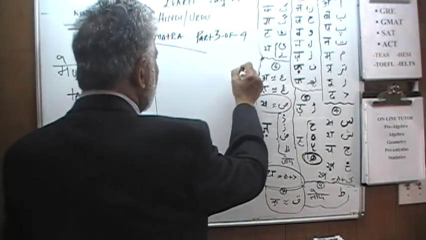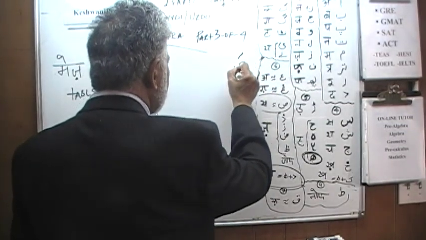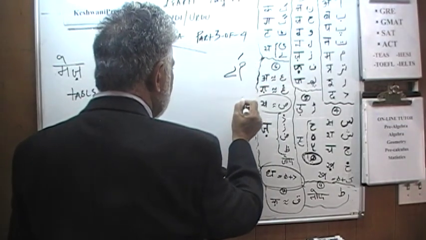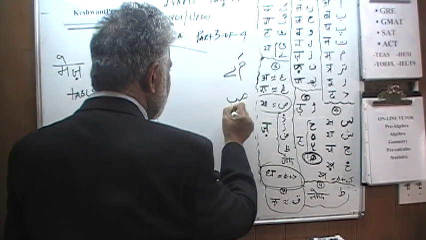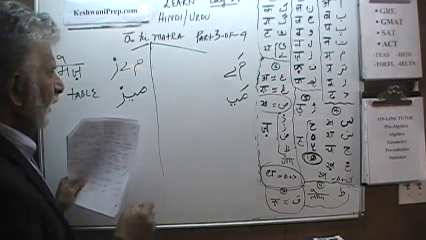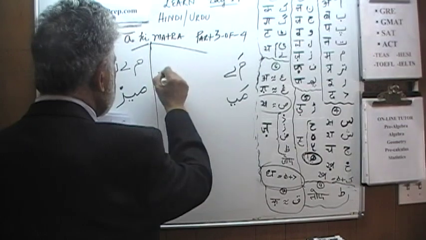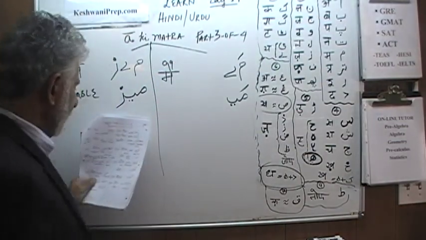So here we go. So here we have a meme with a zabar on it and a badi hai, that's going to make it a me. Meme, ye, badi hai, me. And that's this part. With two of them. Me.